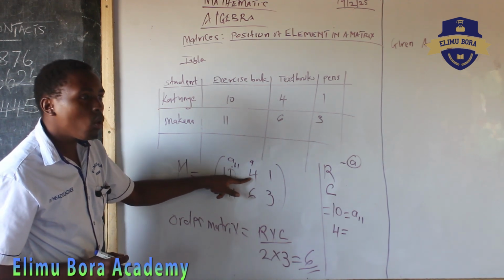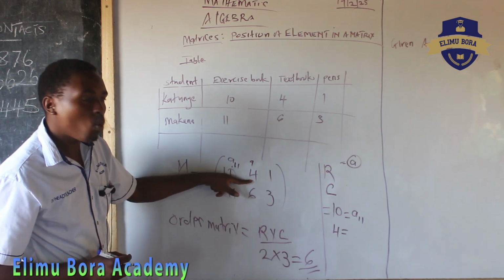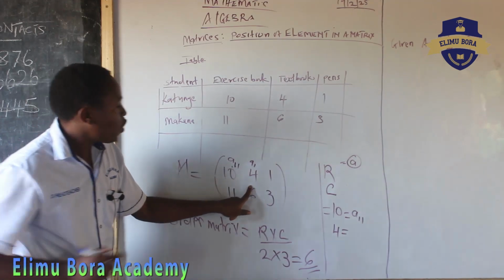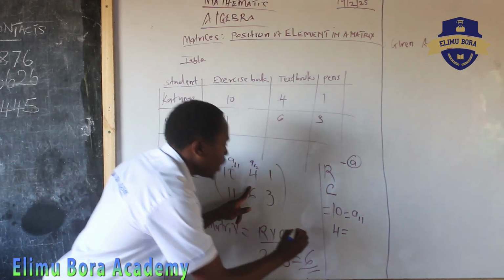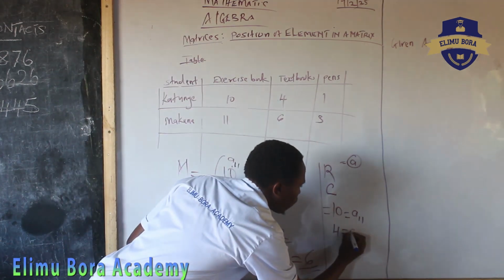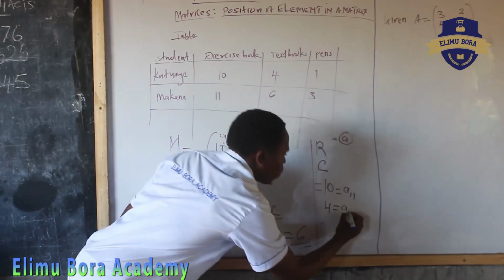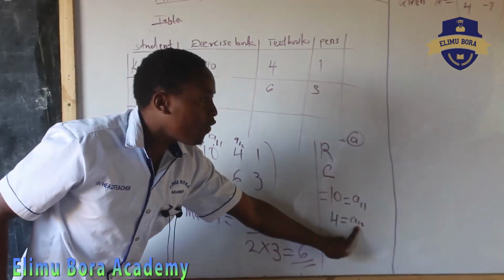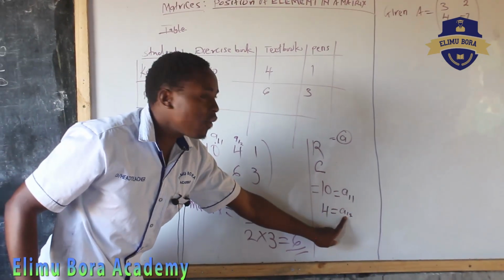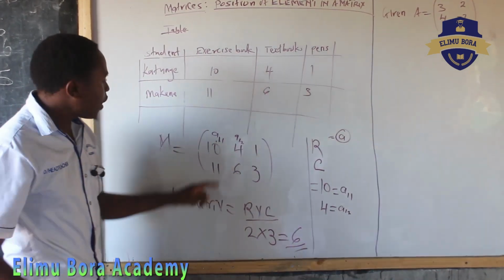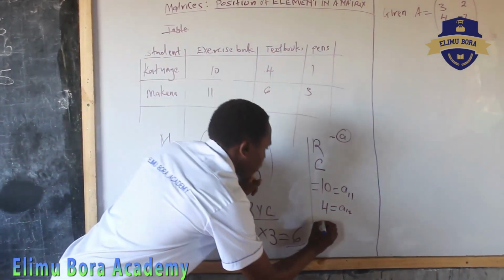Which row is this one, class? Row 1. Column? Column 2. So meaning, when you're coming to 4, the position of 4 will be what, class? A, 1, 2. Meaning, 1 stands for what? 1 stands for row, 2 stands for what? Column.